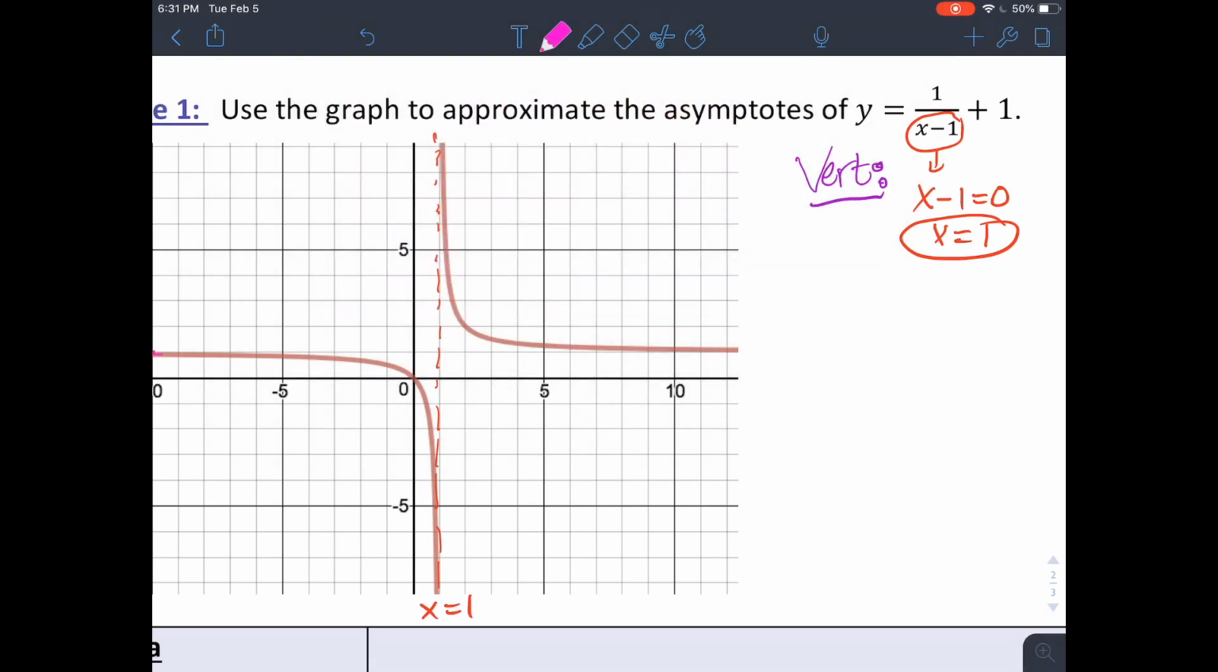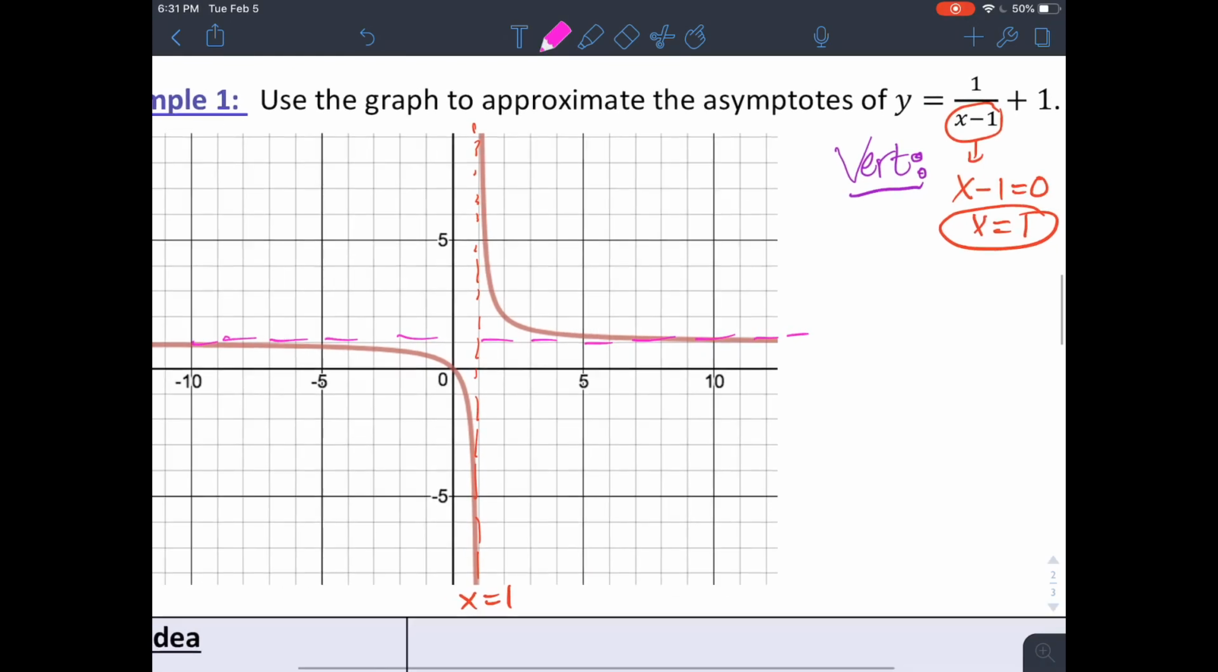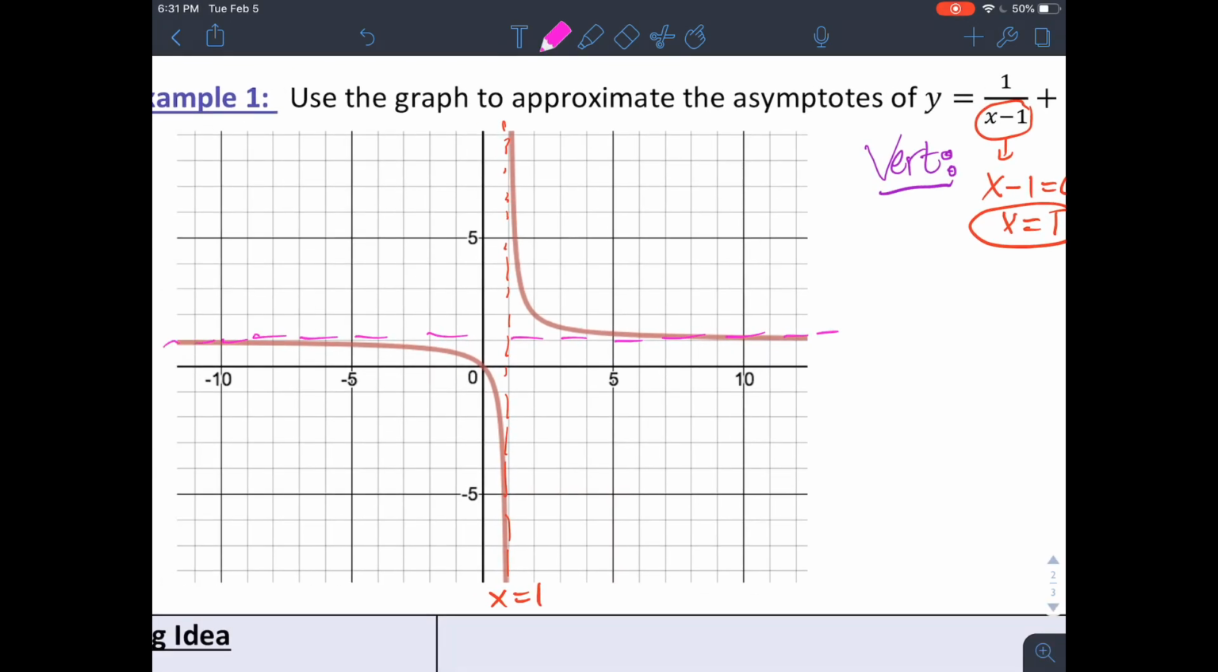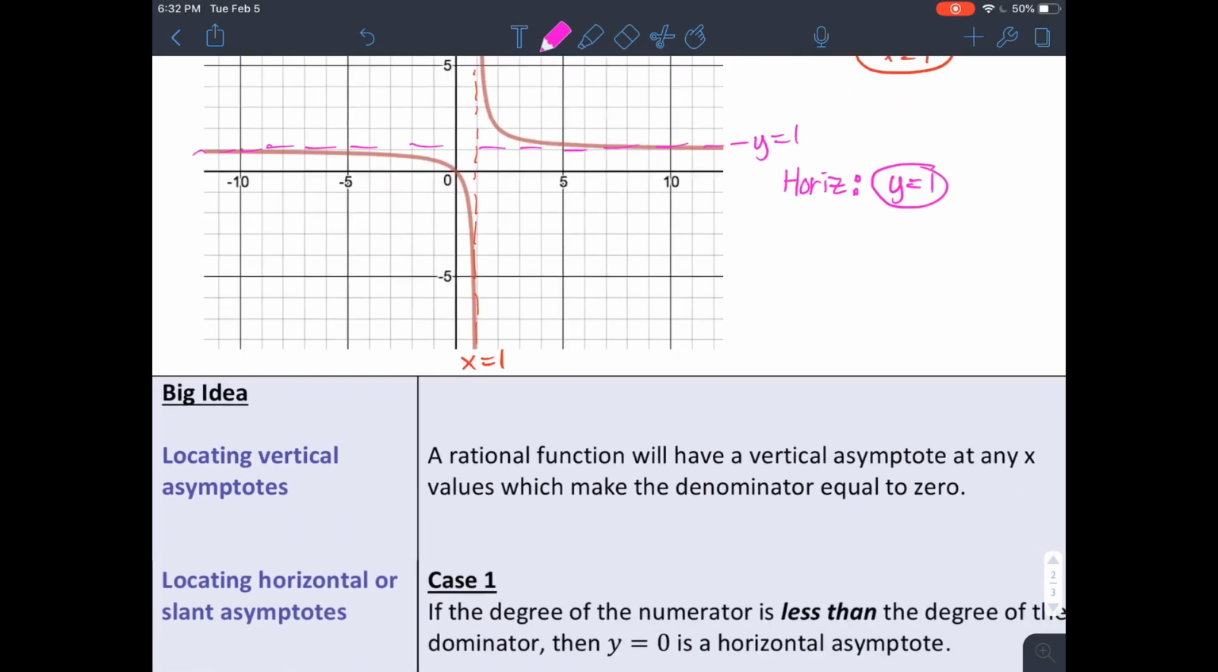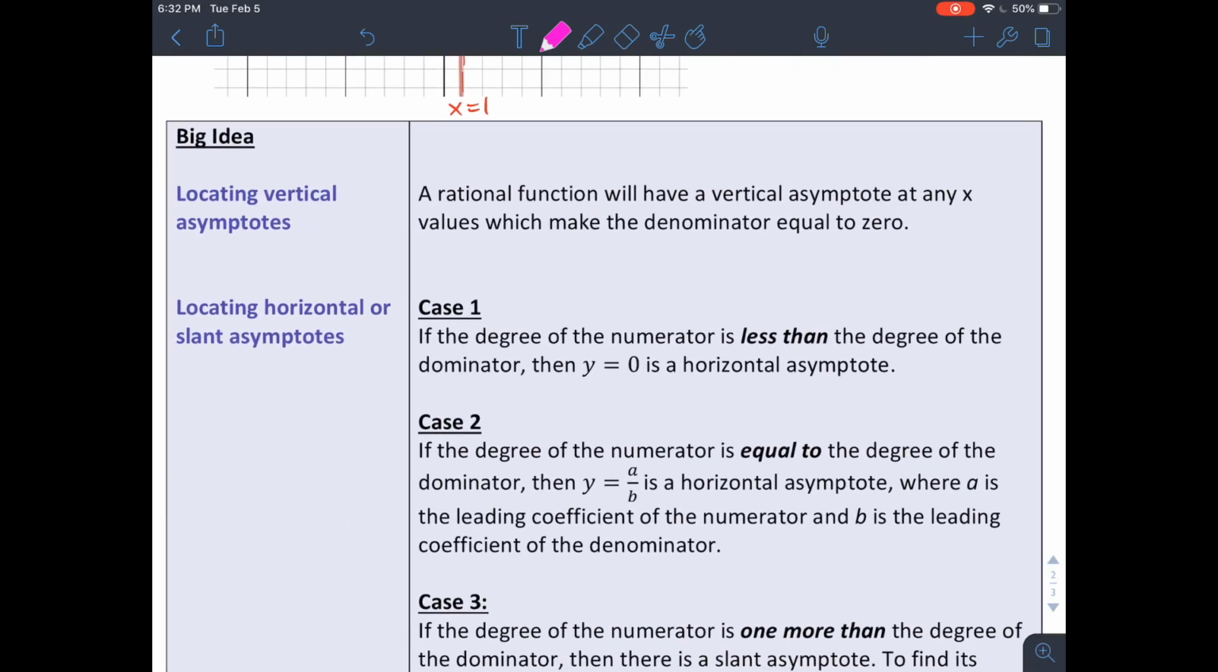All right, horizontal asymptote. It looks like it's getting closer and closer as you go towards the right with bigger and bigger x values, or the left with smaller and smaller x values, closer and closer to the line y equals 1. So I have a horizontal asymptote of y equals 1. What if you don't have a graph? What if you just have an equation to look at instead? Let's talk about how you determine the equations of your asymptotes.